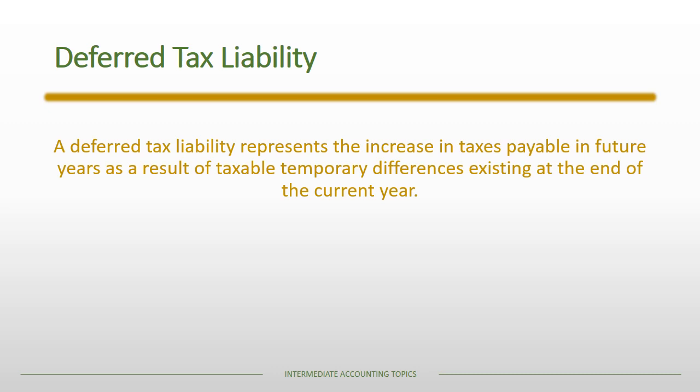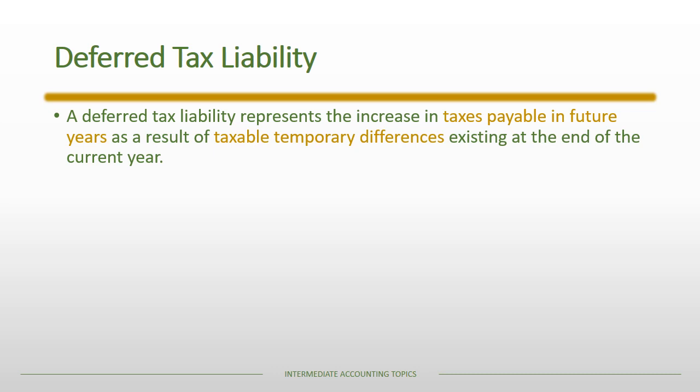Okay, so first of all, this is the definition according to US GAAP of a deferred tax liability. It represents the increase in taxes payable in future years as a result of taxable temporary differences existing at the end of the current year. It's kind of a mouthful, but if we take it apart, hopefully it can start to make some sense.